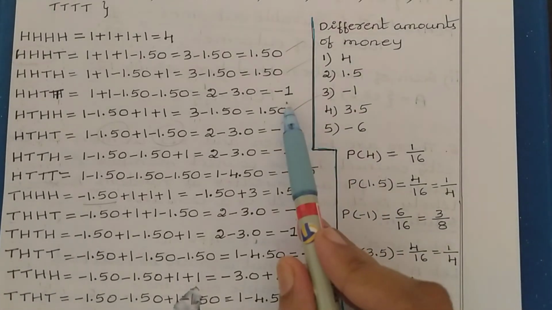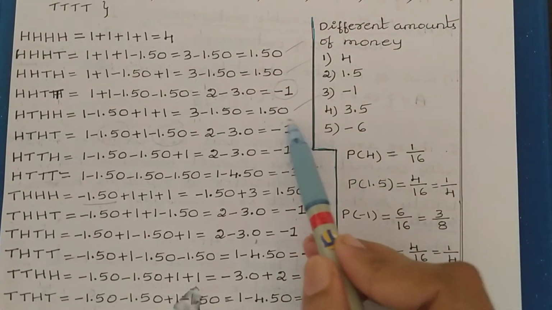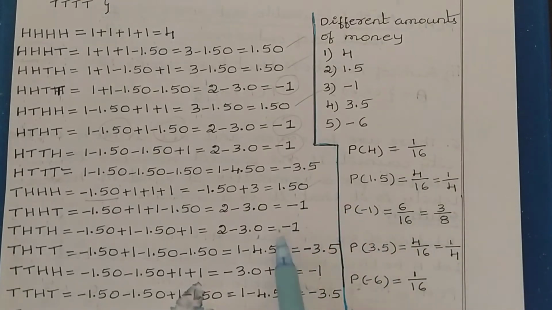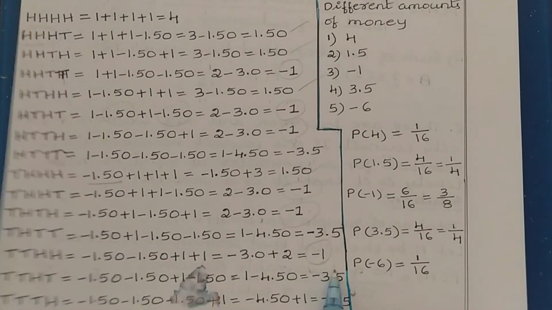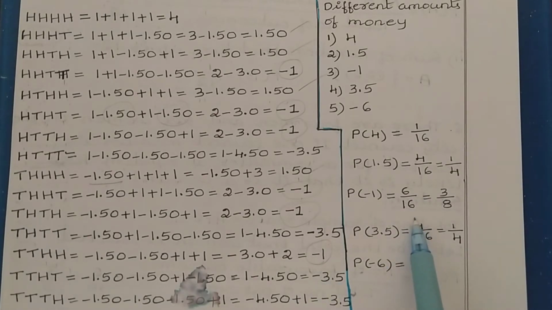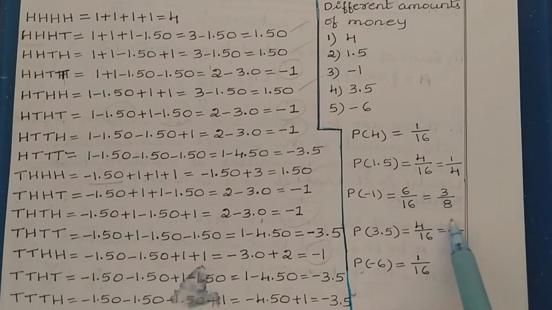Next here -1. -1: 1, 2, 3, then 4, 5, 6. So this amount we got 6 times. So 6 divided by 16 we get the answer. Probability of -1 is 3 by 8.